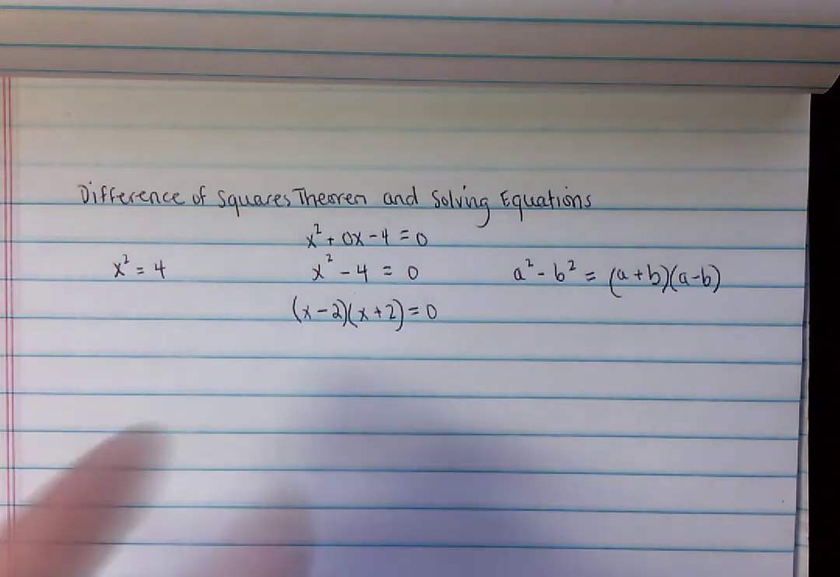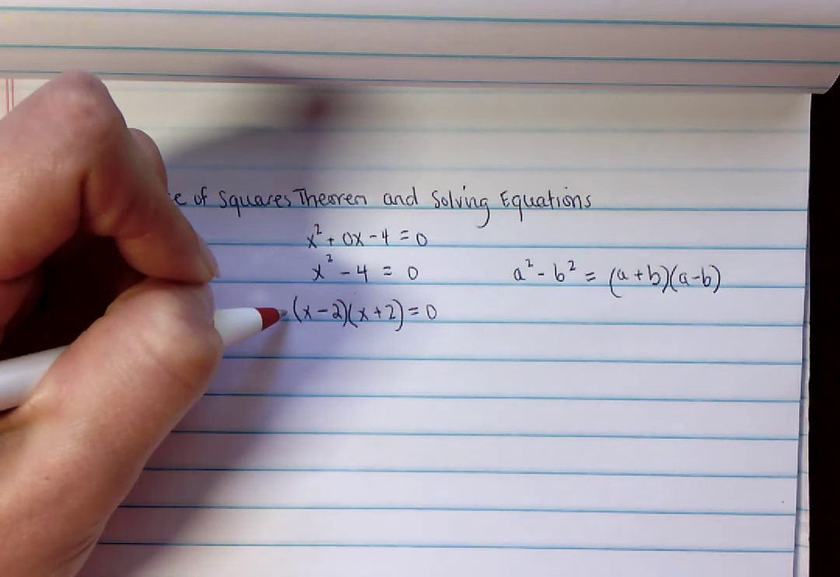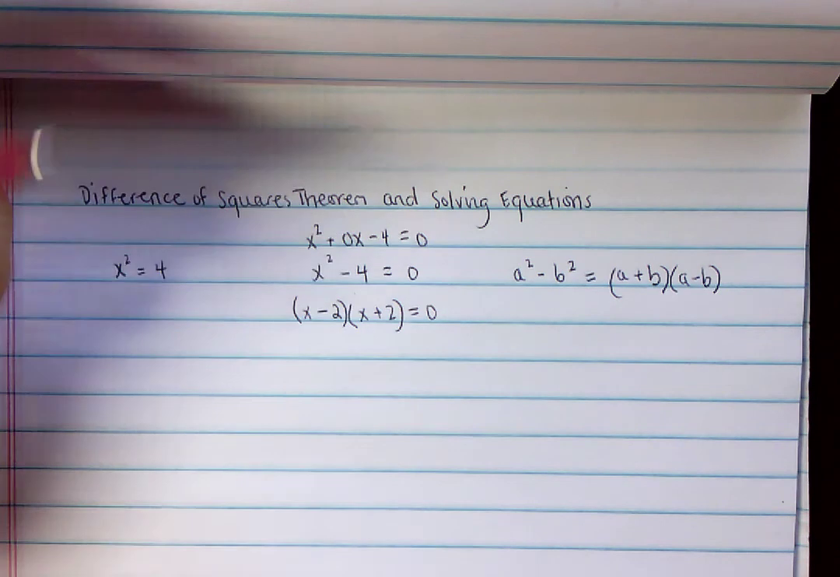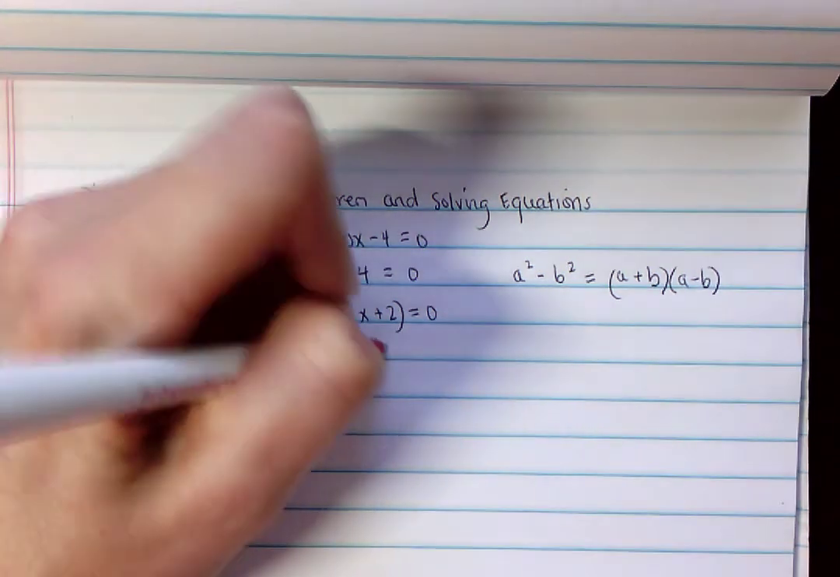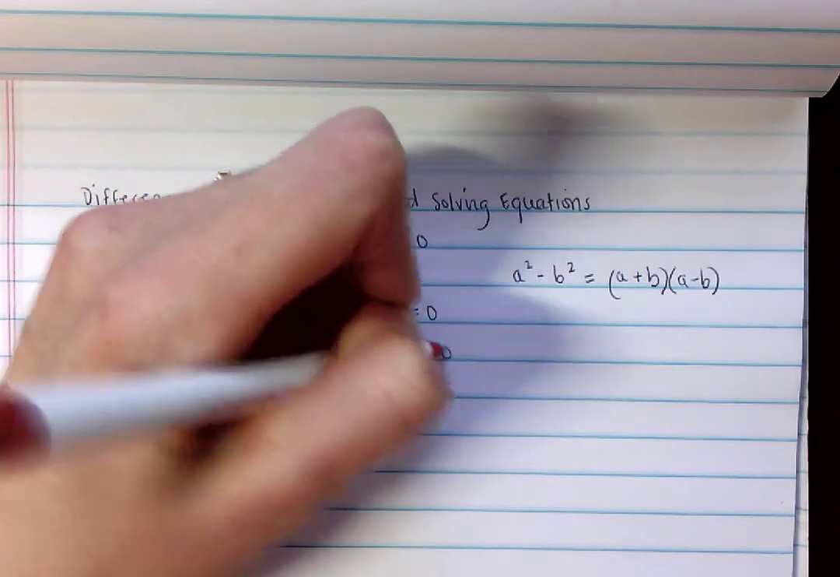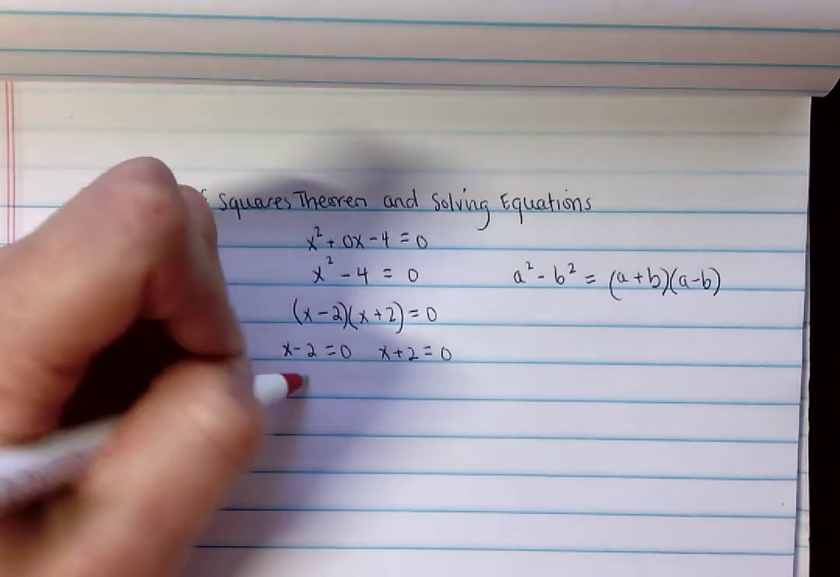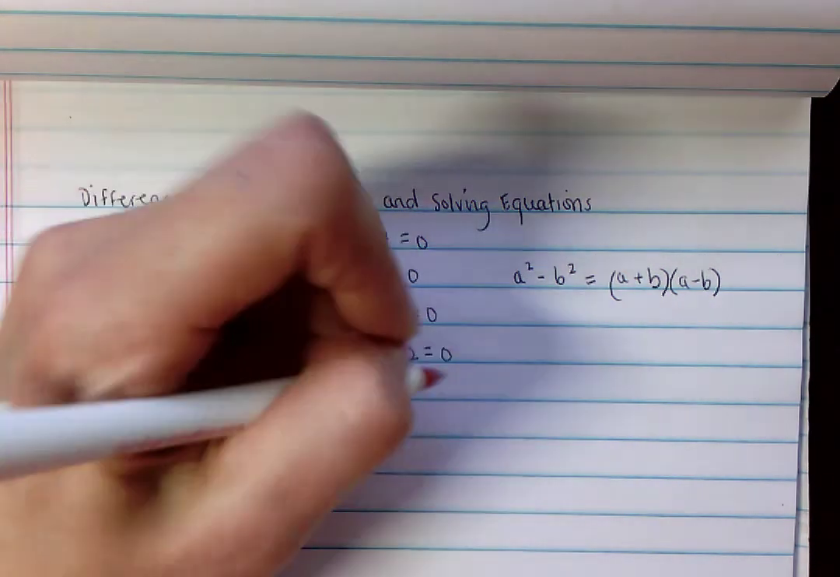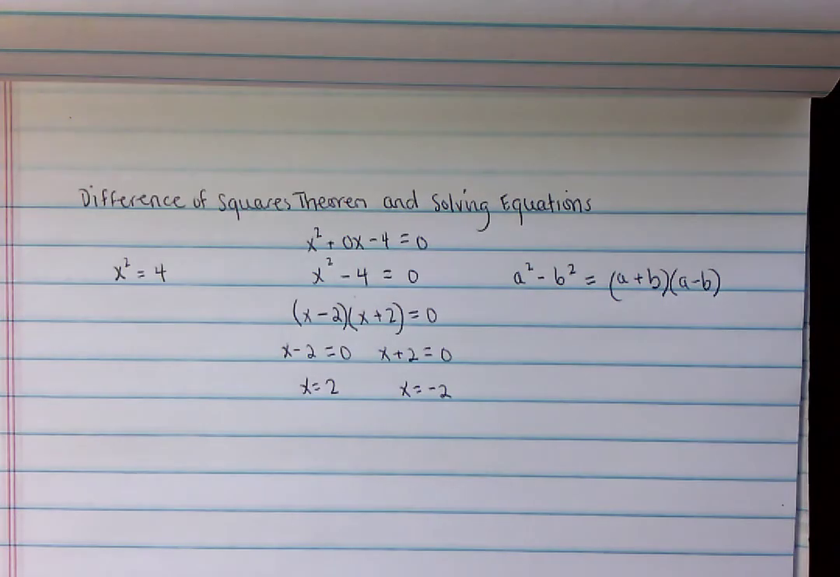So, back to solving this. When you factor and you get it like this, basically you set each factor equal to 0. Then if we add 2 to this equation, we get x equals 2. And if we subtract 2 on this equation, we get x equals negative 2.